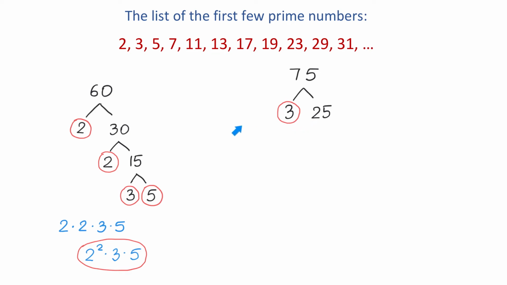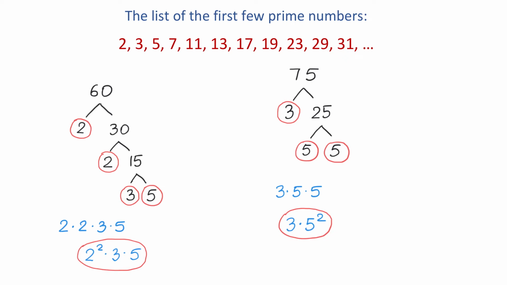Now, 25 is not divisible by 2, and it's not divisible by 3, but it's divisible by 5. And 25 divided by 5 is 5, and both these numbers are prime numbers. So then, we can say that the prime factorization for 75 is 3 times 5 times 5. Let's write this product, 3 times 5 times 5, and because 5 repeats, we can write this as 3 times 5 to the second power. And this is the prime factorization for 75.